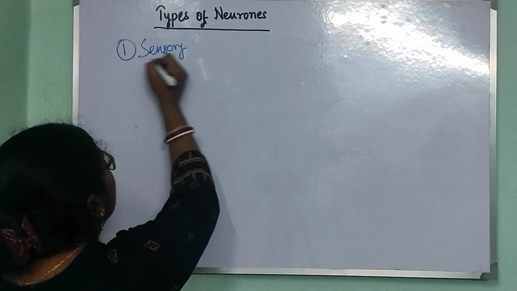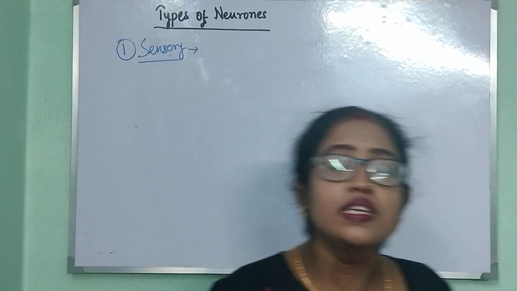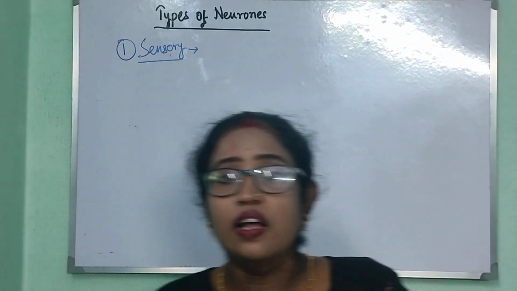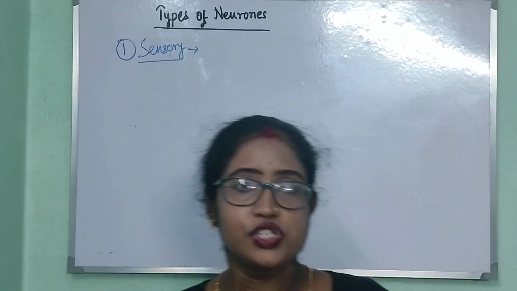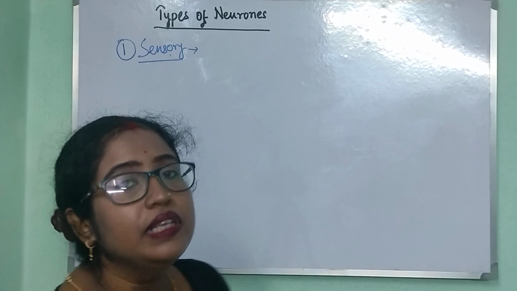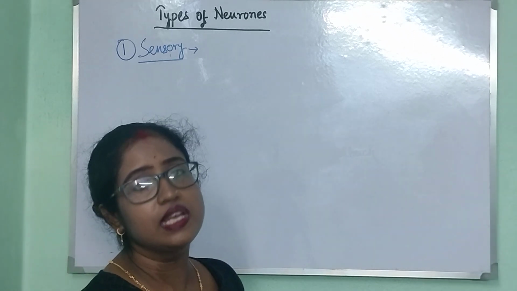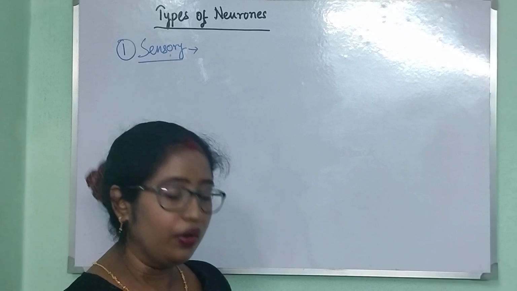The sensory neuron. What does the sensory neuron do? A sensory neuron receives the signal or stimuli and transmits its information to the central nervous system, and it is located beneath the different kinds of sense organs that we possess in our body.